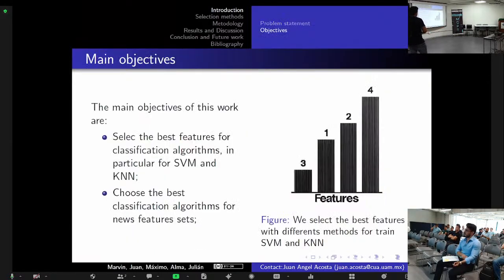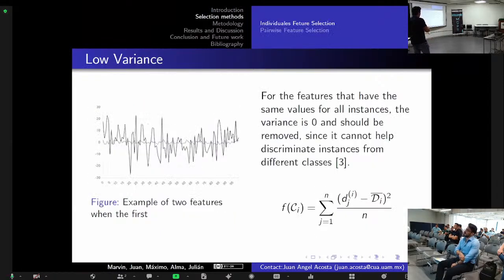For this reason, in this work we have two main objectives. The first, we want to select the best filters for the classification algorithms, in this case SVM and KNN. And the second, we want to choose the best classification algorithm for the new filter sets. In general, we are looking for an order of importance of the filter sets. For this, we have two kinds of filter selection: individual and pairwise filter selection.